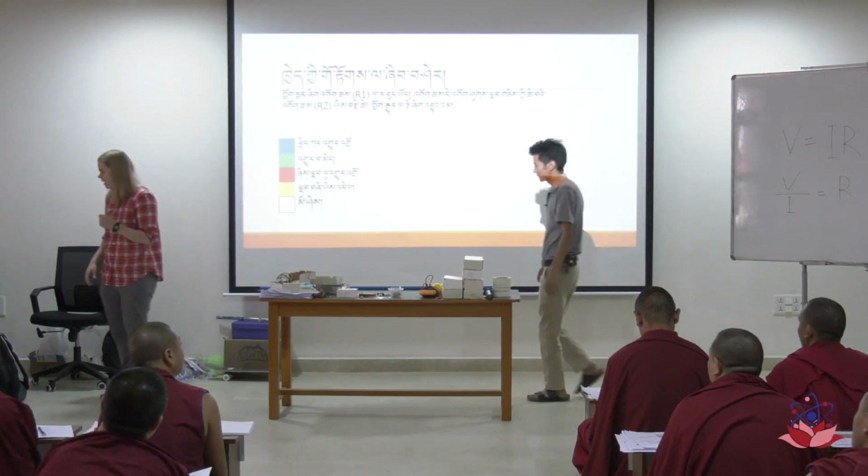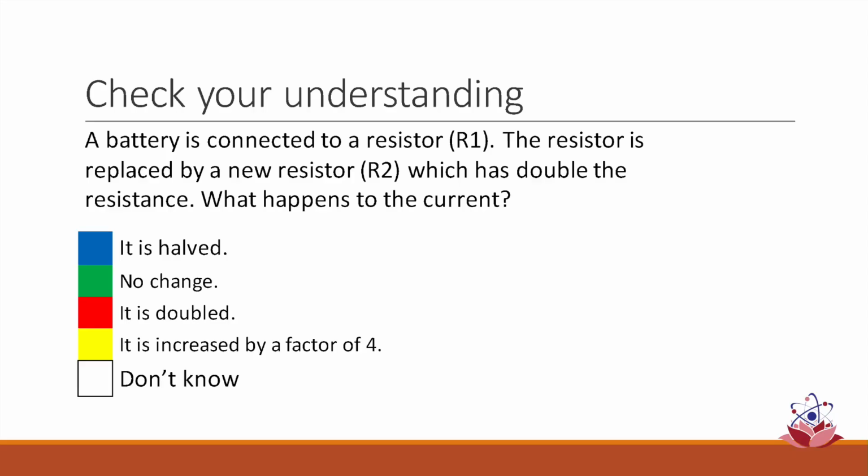So I think another question about Ohm's law. So we have a battery connected to a resistor. And then what we do is we replace that original resistor with a new resistor, which we're calling R2, which has double the resistance. And we want to know what happens to the current. Is it halved, no change, doubled, or is it increased by a factor of 4?